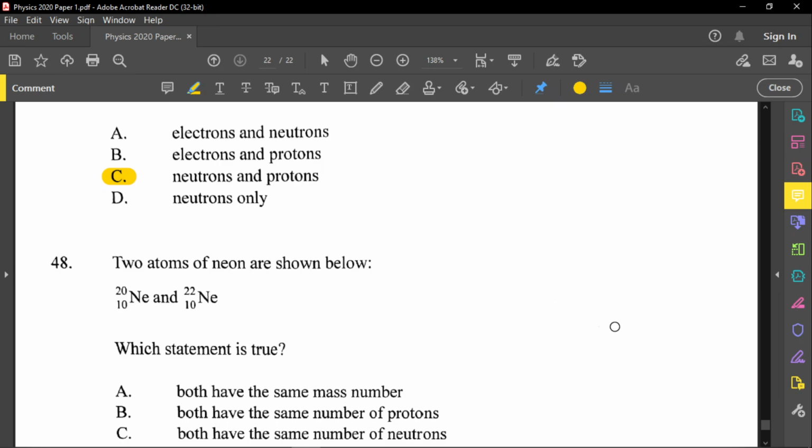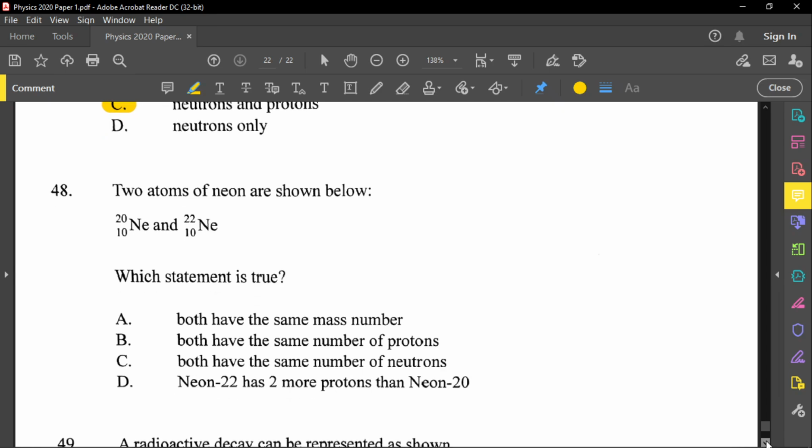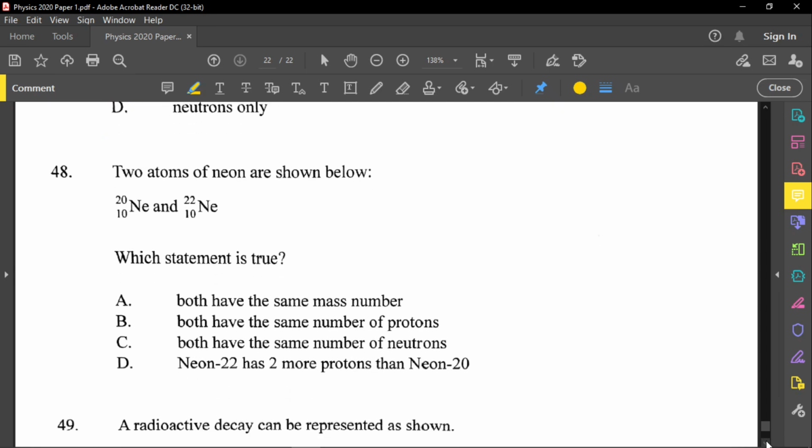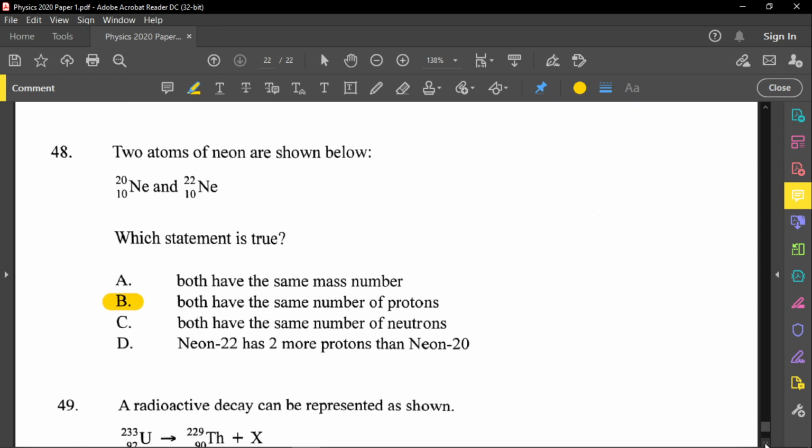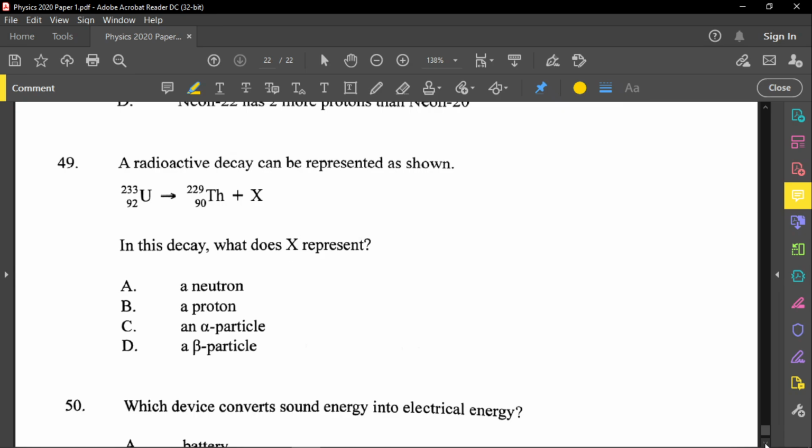Now, 48, it says two atoms of neon are shown below. You have neon 20 on top and 10 at the bottom, and neon 22 and 10 at the bottom. Now, remember what these two numbers are. The bigger number is always the mass number. The smaller number is always the proton number. So which statement is true? Both have the same mass number. Not true, because one is 20, one is 22. Both have the same number of protons. Yes, because 10 is the number of protons, which is the same thing as the atomic number. So 48 is B.